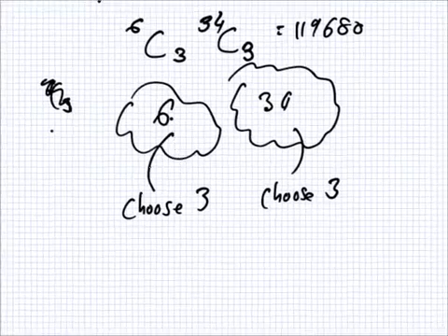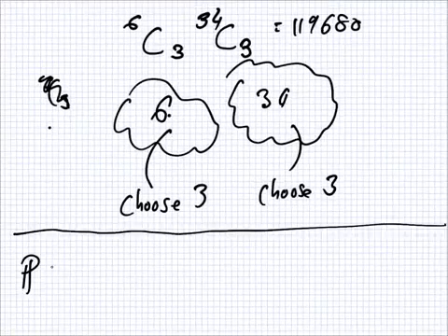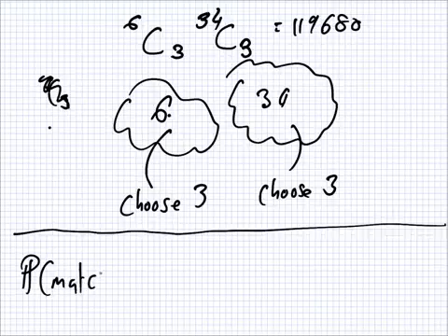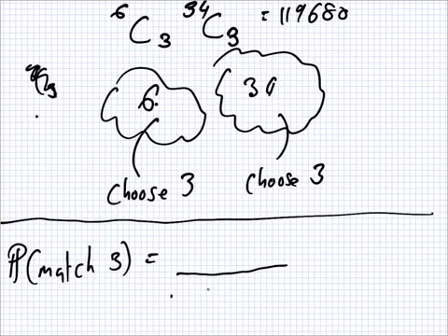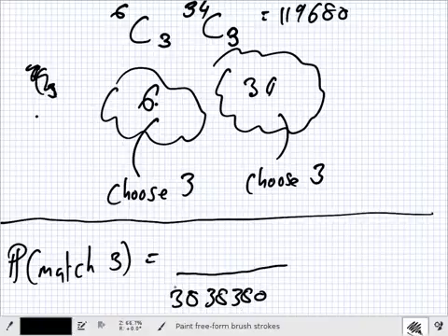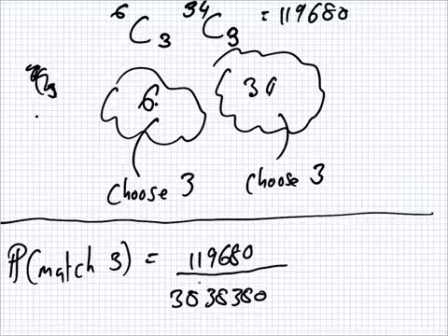I will do probability now though. So what is the probability that you will match 3? Well, how many possible outcomes are there? 3,838,380. And then on the top, 119,680. These are the possibilities of matching 3.